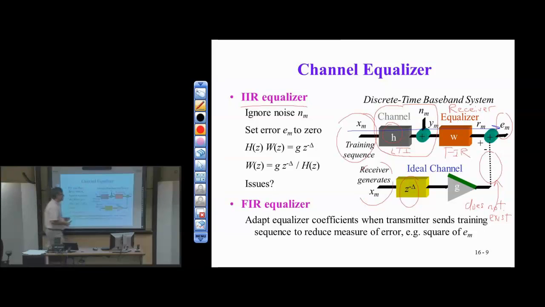All right, so in order to make this error 0, if I ignore the noise for a second, I would like to have the upper branch, which is the cascade of the channel, capital H of Z, and the equalizer, capital W of Z, equal to the transfer function of the ideal channel below, which again is just G times Z to the minus delta. Again, delta is a constant integer and G is a real number, not 0.